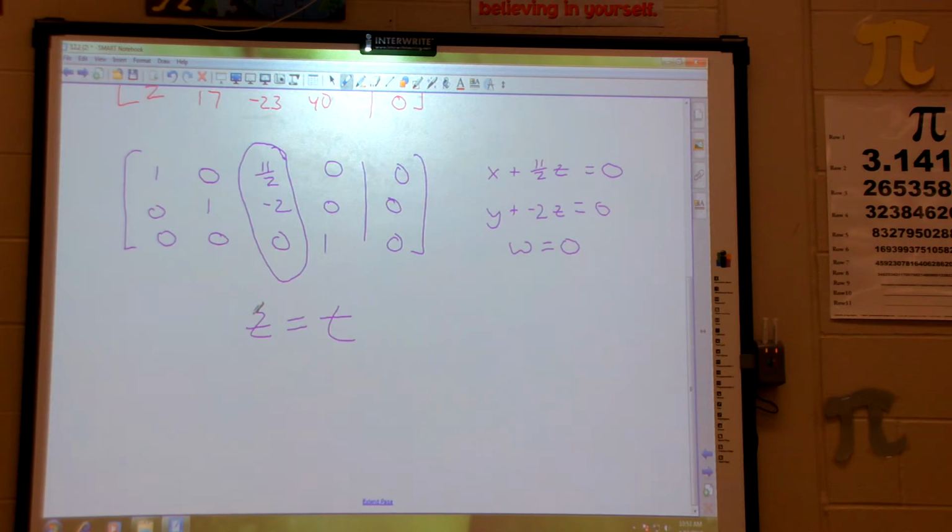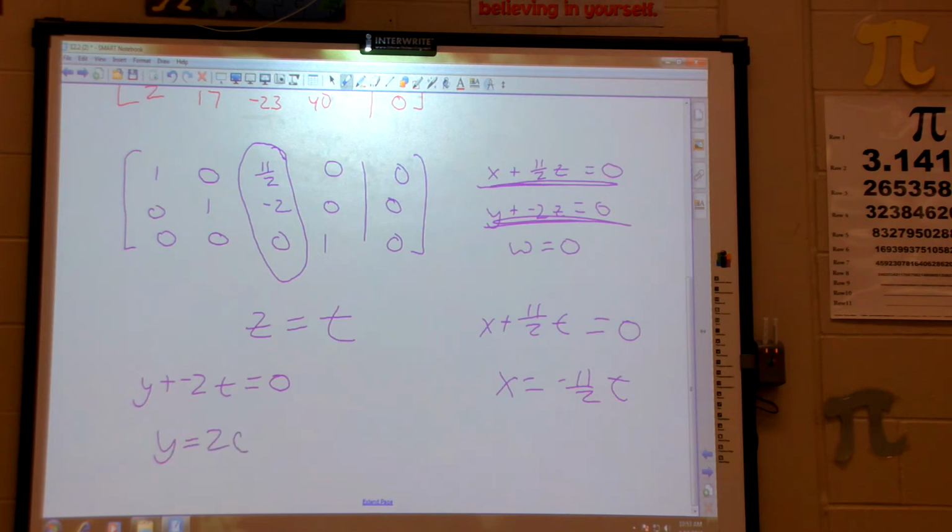But now if Z is T, then over here this statement is X plus 11 halves T is 0, correct? This first statement, all I did was rewrite the Z with the T. Then X equals negative 11 halves T. I'm going to do the same for the second statement. Y plus negative 2Z, or it's now negative 2T. So Y equals 2T, and W is still 0.